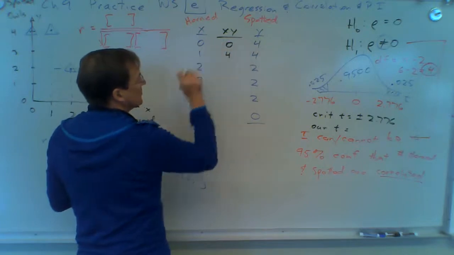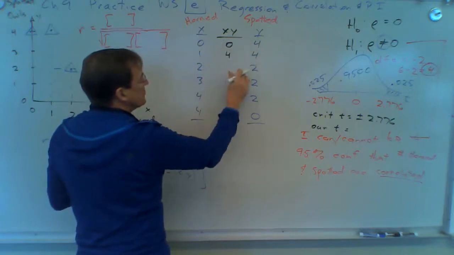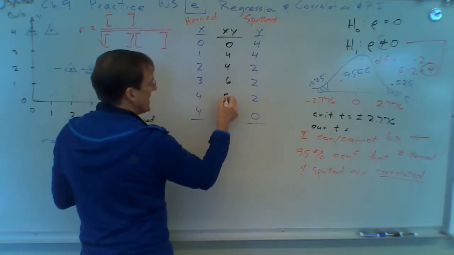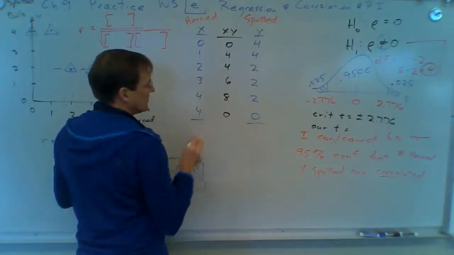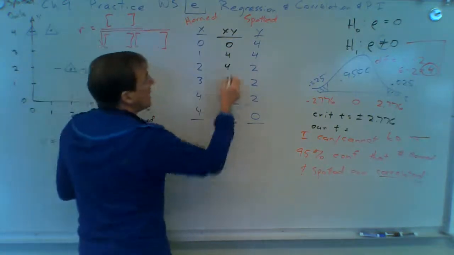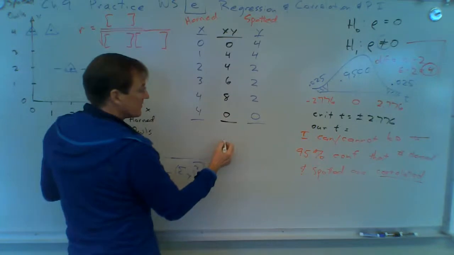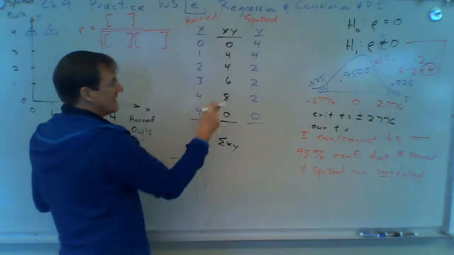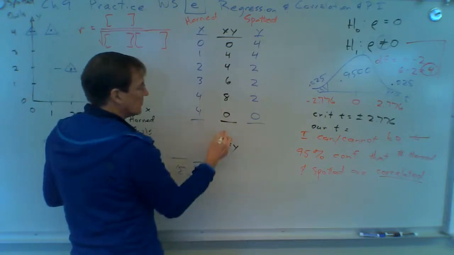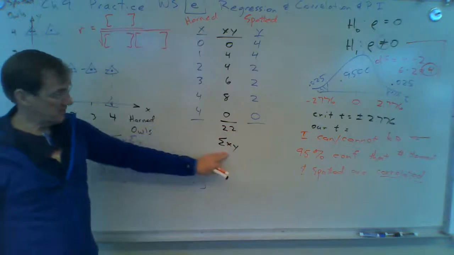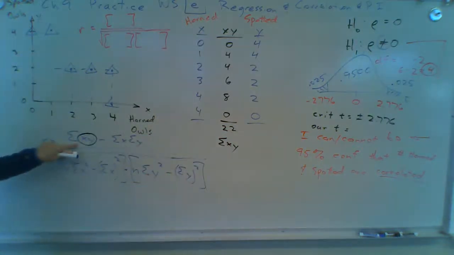0 times 4 is 0. 1 times 4 is 4. 2 times 2 is 4. 3 times 2 is 6. 4 times 2 is 8. And 4 times 0 is 0. Be careful when you multiply by 0. Remember, it's 0. How do I get the sum of the XY's? I add up that column. So 4 and 4 is 8, and 8 is 16, and 6 is 22. So the sum of that column is 22. That's what's going to go right in there.